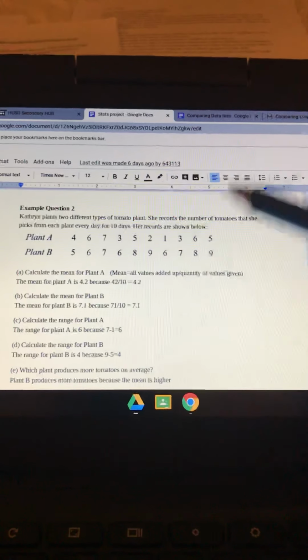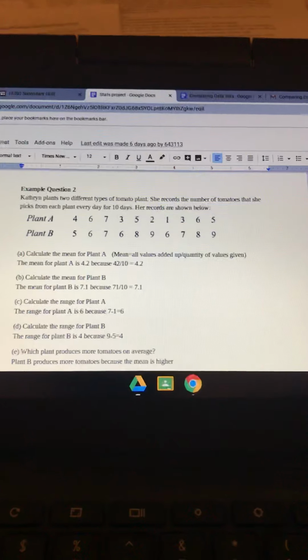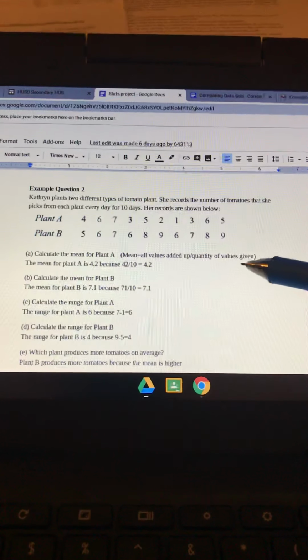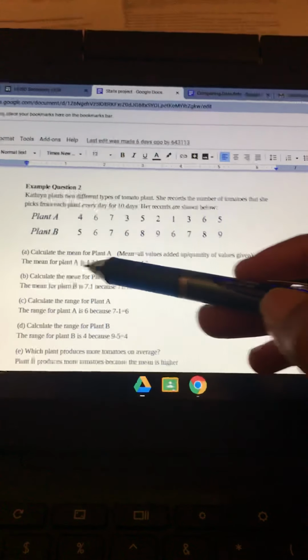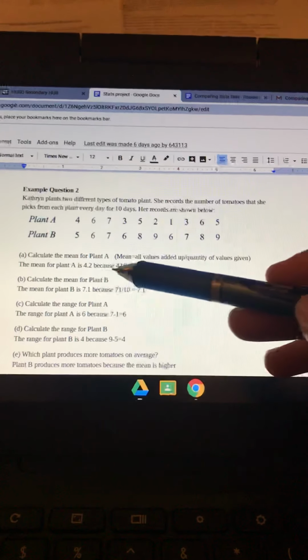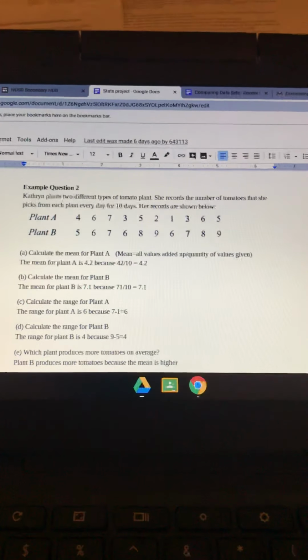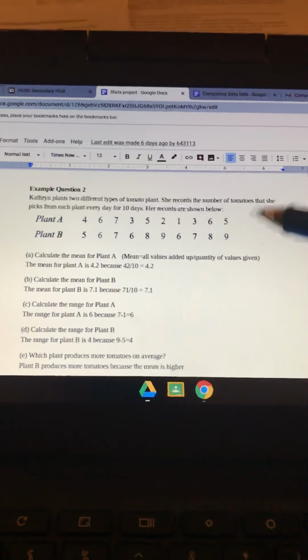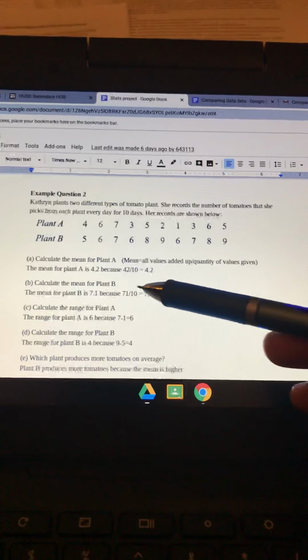Calculate the mean for plant A. And the mean is the average, and you find the average by adding up all of the values and dividing them by the quantity of the values given. So the mean for plant A is 4.2 because 42 divided by 10 equals 4.2. Calculate the mean for plant B. So if you add up all of these, 71 divided by 10 is 7.1. So the mean for plant B is 7.1.